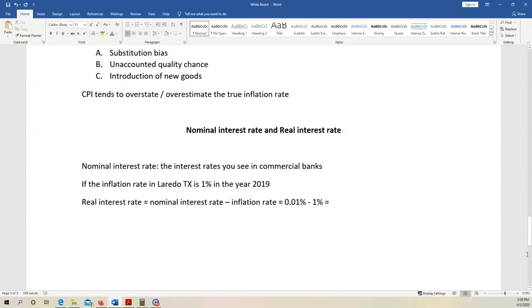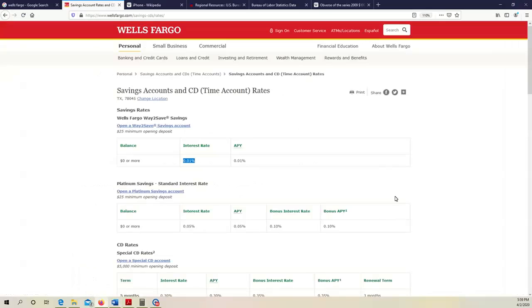So you can see a smaller number minus a bigger number. The answer is at least a negative, right? Minus what? 0.99%. So the real interest rate in reality could be a negative number. In this case, minus 0.99%. So what does that mean? Even though you put money in a savings account at Wells Fargo, you are going to receive some interest payment. The interest rate in America is very low.